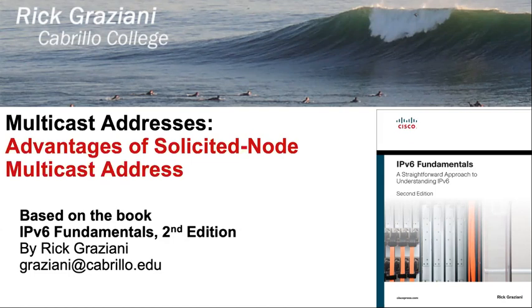Just know that every unicast address gets mapped to a solicited node multicast, which gets mapped to an Ethernet MAC address and allows the device's NIC card to determine whether or not it needs to accept that Ethernet frame.